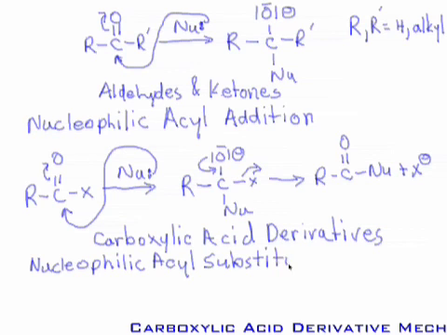And lastly, with the different carboxylic acid derivatives, note the better the leaving group, the weaker the base that X is, the faster the reaction. And there you have it. Carboxylic acid derivatives react differently than aldehydes and ketones, simply due to the leaving group ability of the X group versus hydrogen or carbon.